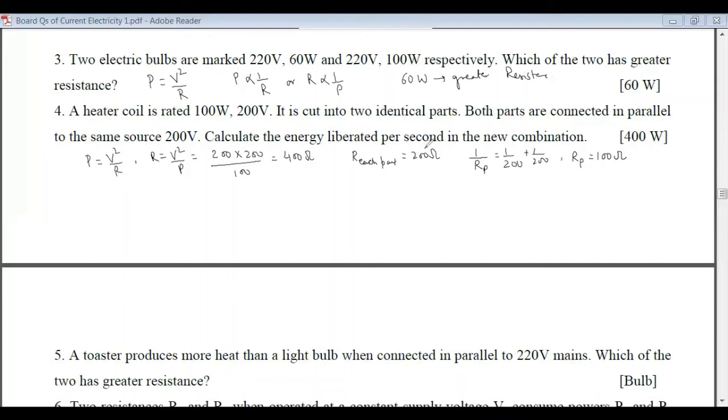Now here you have to find the energy liberated per second, that is the power, which is equal to V square upon the equivalent resistance. It is connected to the same source, that is V is equal to 200 volts, so 200 squared upon 100. So here we get 400 watt. Hence the answer is 400 watt.